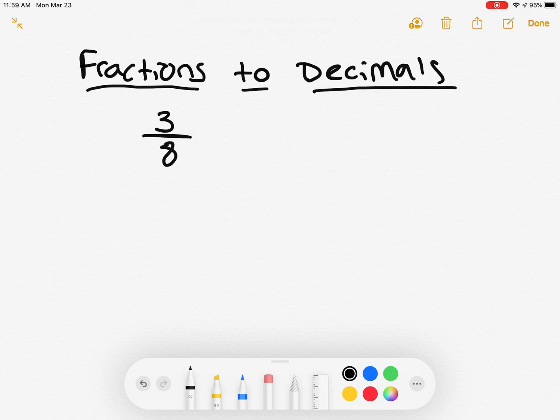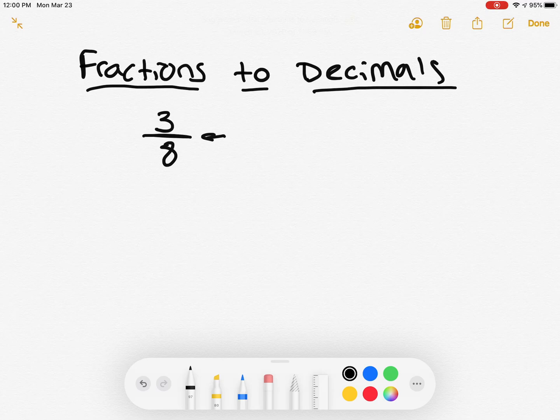This video is going to talk about how do we convert a fraction to a decimal. It's also a good video to watch if you're having trouble dividing two numbers where the dividend is less than the divisor. Okay, so if we have 3/8, we know that this fraction bar means division.